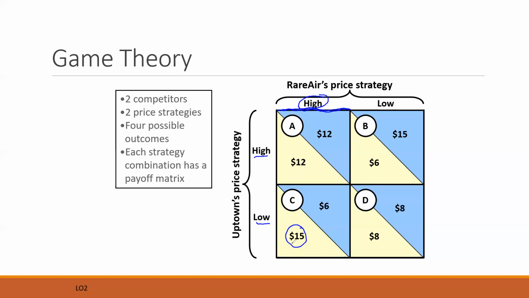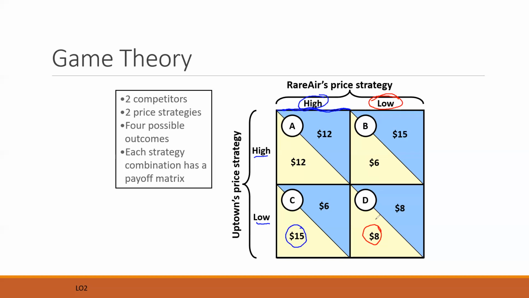Now let's see the other side. Suppose Rare Air goes for the low price strategy. In that case, what happens? We'll end up in this column, and Uptown has to make a choice whether to go for high price to get 6 as profit or go for low price to get 8 as profit. As you can see, low price gives them higher profit. It will choose 8 here. So in this case, Uptown is basically making a choice based on the strategy of Rare Air's price.